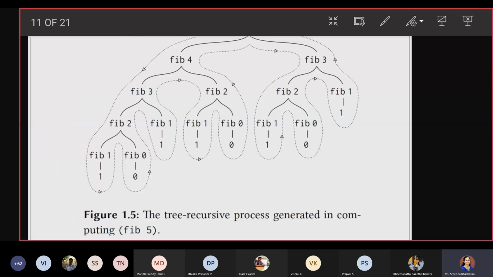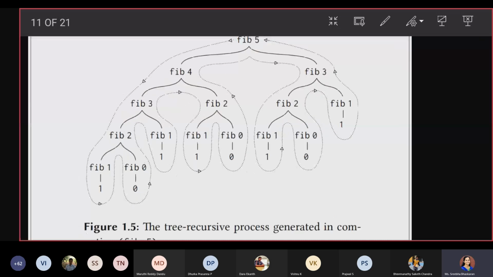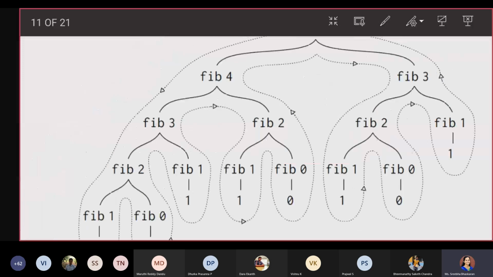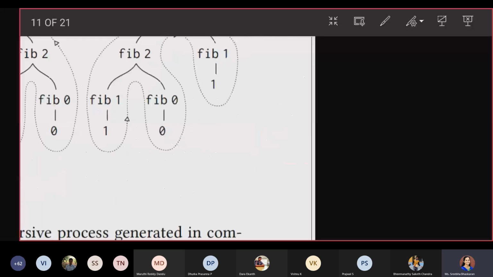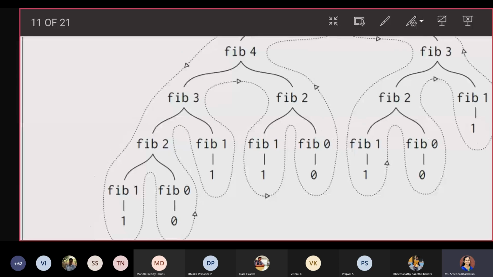When your n value reaches 1, we just return the value 1. If your n is 0, it returns 0. Like this, the execution goes on, left to right. If you see the arrow marks mentioned, it is clearly shown: fib of 5, then fib of 4 will be executed, then fib of 3, fib of 2 will be done, then fib of 1. After that, the control goes to fib of 0, and then control goes to fib of 1, and it comes to fib of 2, then again 1, 0.